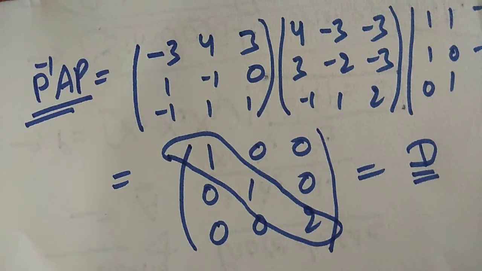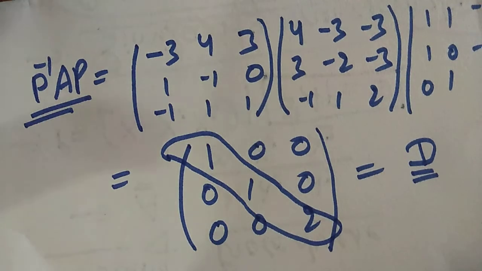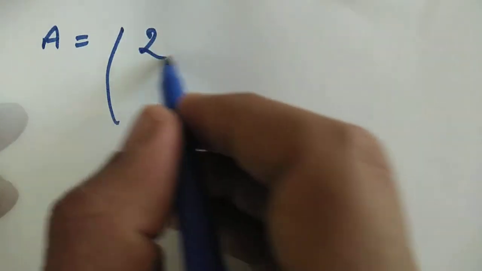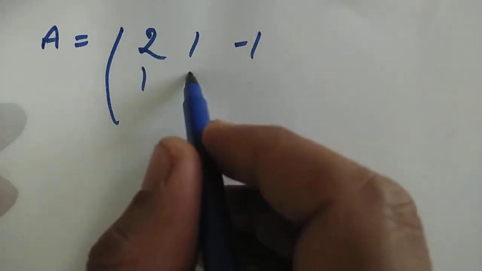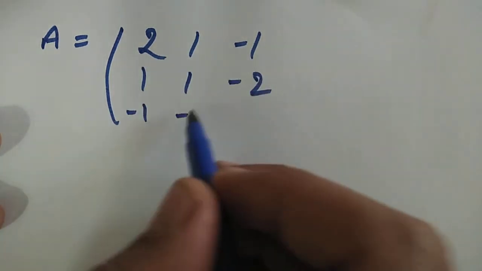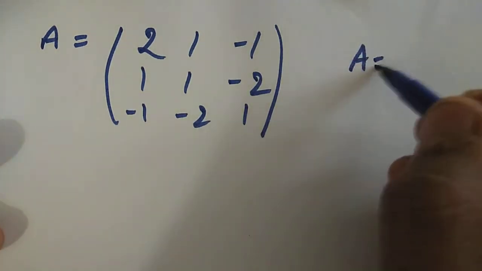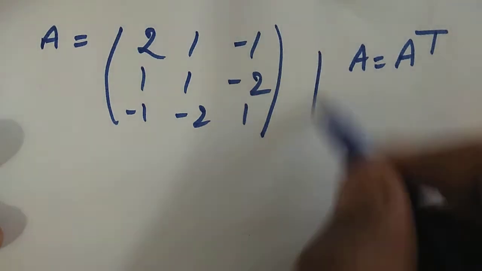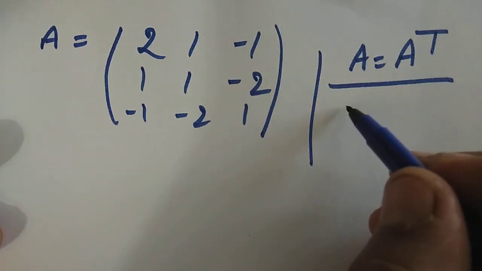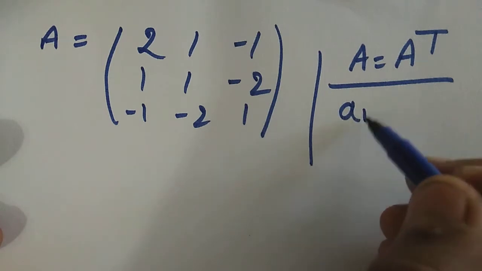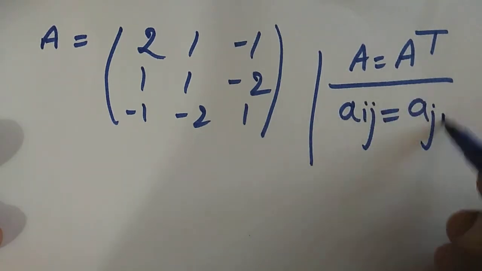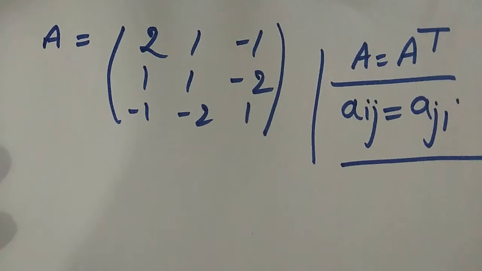Let us take one symmetric matrix and work on the orthogonal transformation. Let us take a symmetric matrix A. The given matrix is 2, 1, minus 1, 1, 1, minus 2, minus 1, minus 2, 1. A symmetric matrix has A equal to A transpose, that is, Aij equal to Aji. So this is your symmetric matrix.